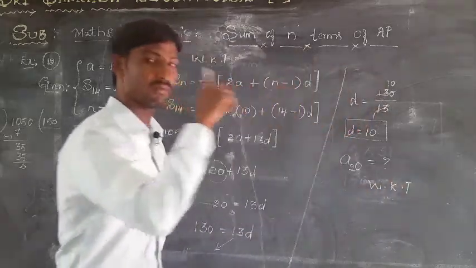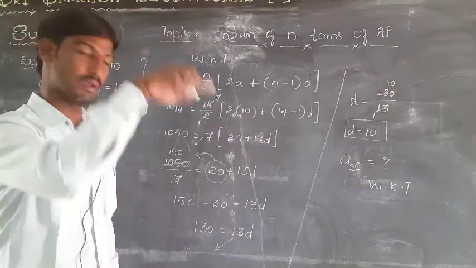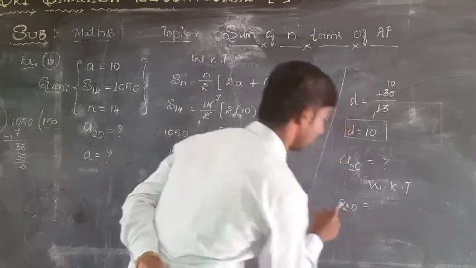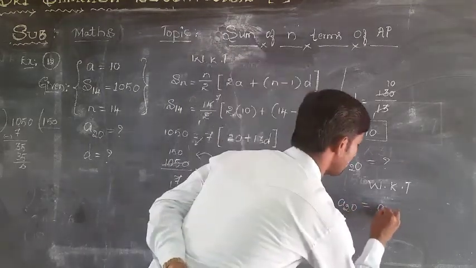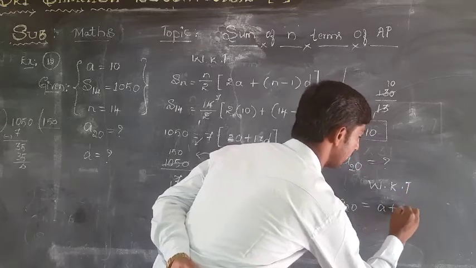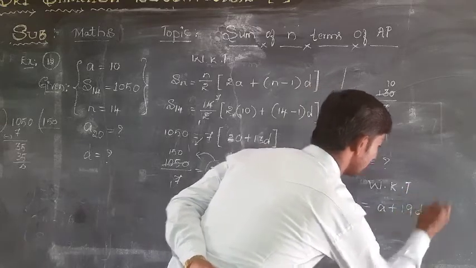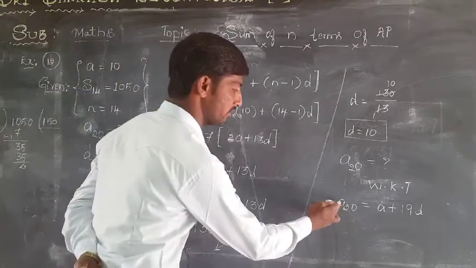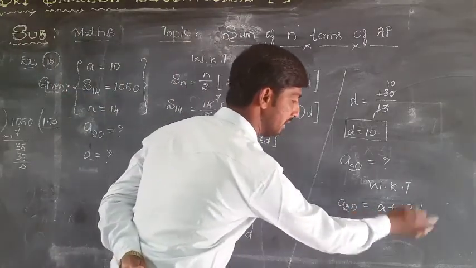So now we know that, what is the general form of the 20th term of AP? I think A20 is equal to, what is the general form of A20? It is A plus 19D. Is it right? Yes. The 20th term of AP general form is A plus 19D.